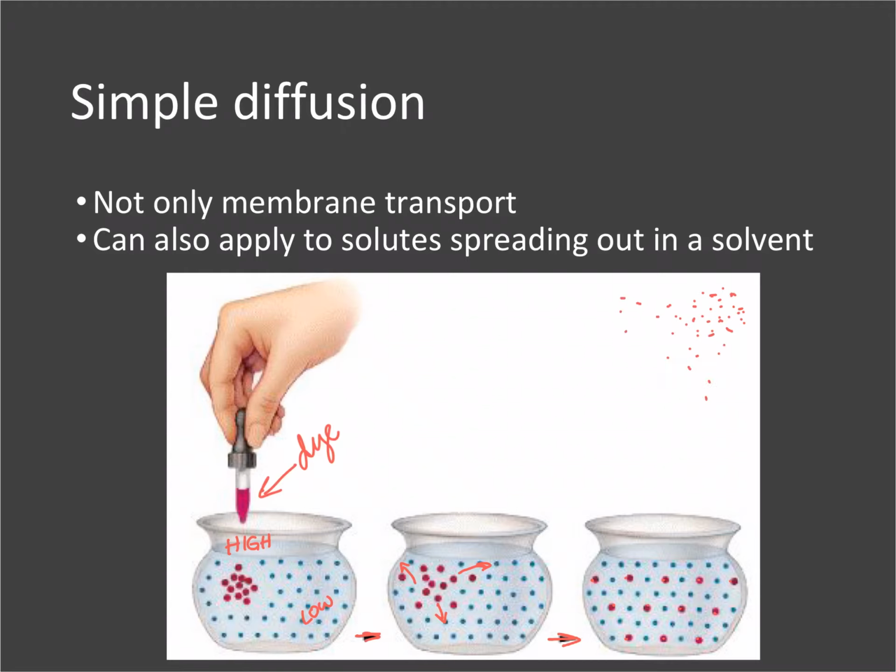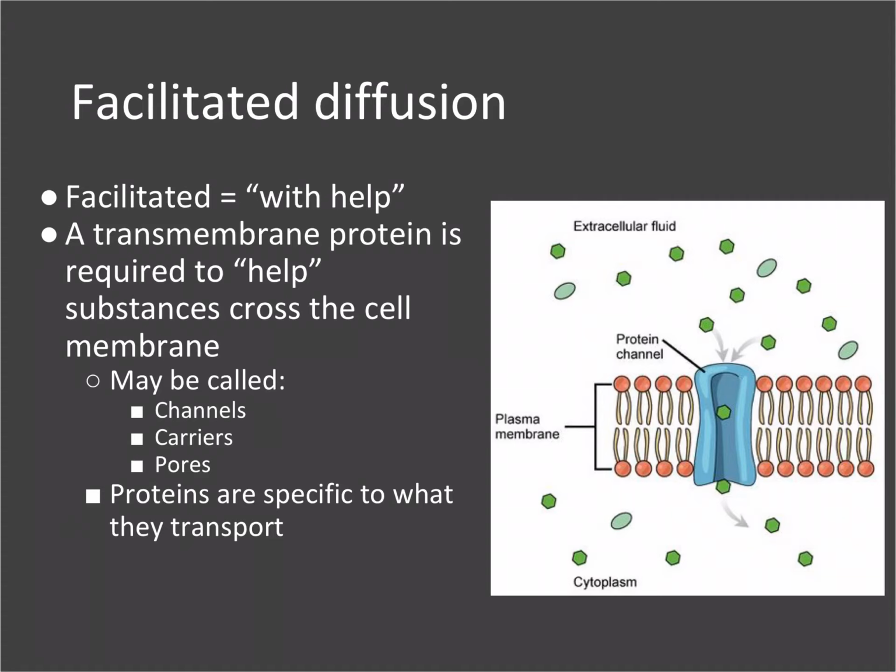The next type of membrane transport we're going to talk about is facilitated diffusion. First of all, facilitated means with help. So if you're facilitating something, you're helping to make it happen. So in the case of facilitated diffusion, the helper is going to be one of our transport proteins. So one of these transmembrane integral proteins that is crossing the cell membrane.